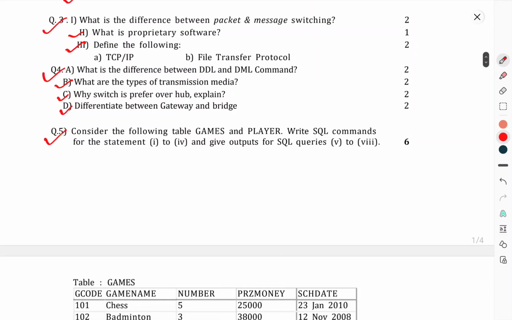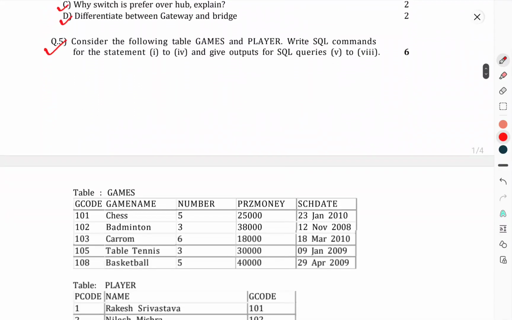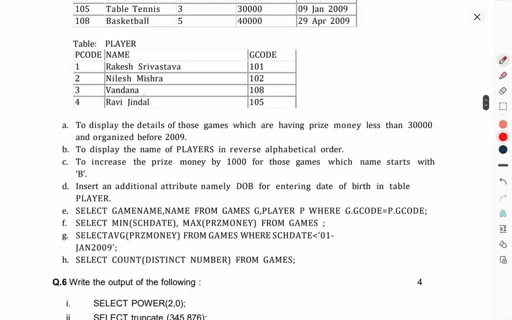Consider the following games and player tables and write SQL command for the statement 1st to 5th. Give outputs of SQL queries 5th to 8th. Games, players. First, A. Display the details of those games which are having prize money less than 30,000 and are organized before 2009. To display the name of players in reverse alphabetical order.